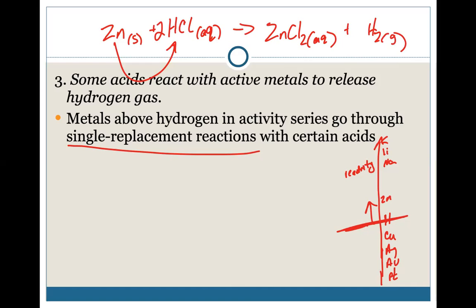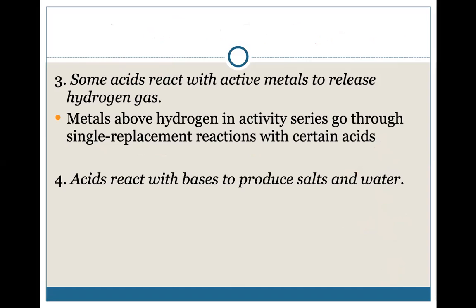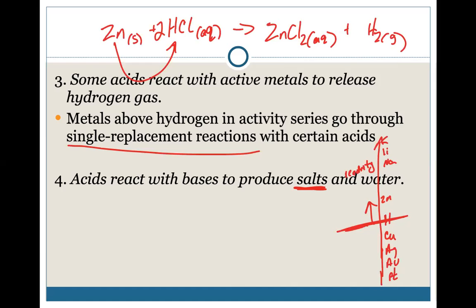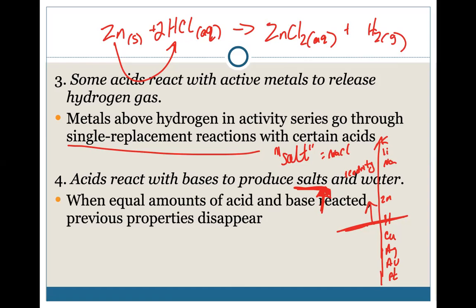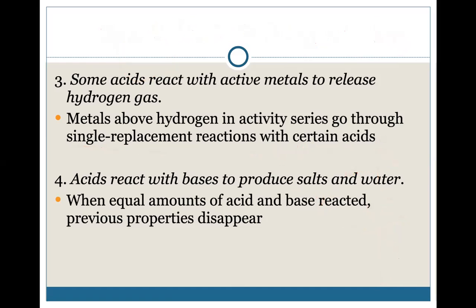Number 4. Acids react with bases to produce salts and water. Now, it's important that we distinguish between salt and salts. Okay? Salt is sodium chloride. Salts are a class of compounds, ionic compounds, that are produced during neutralization reactions with acids and bases. Okay, so salts are not the same as salt. I don't know why we had to make that so complicated by naming sodium chloride salt.